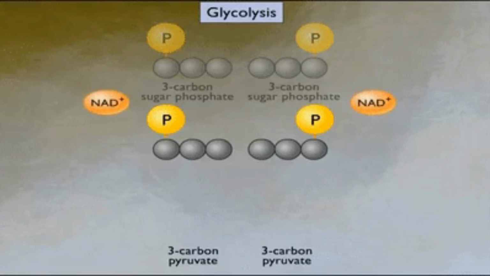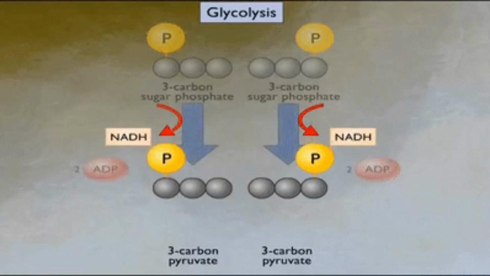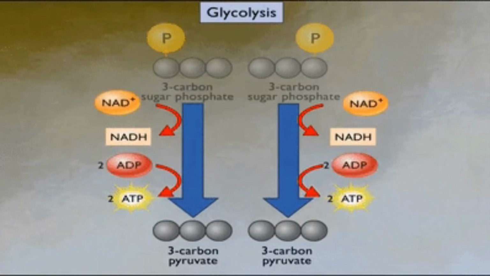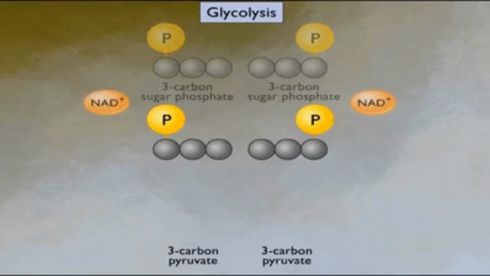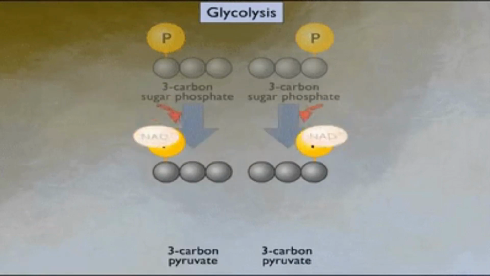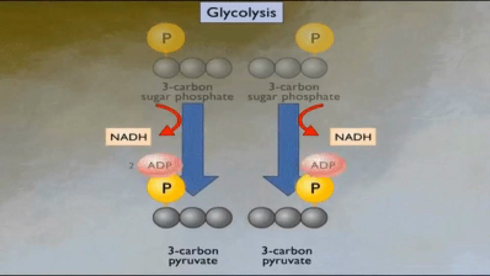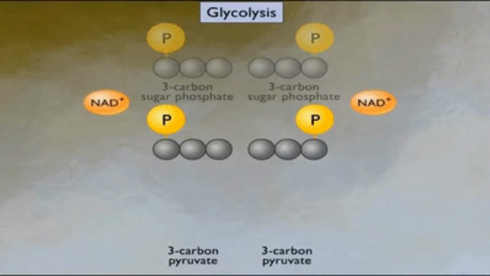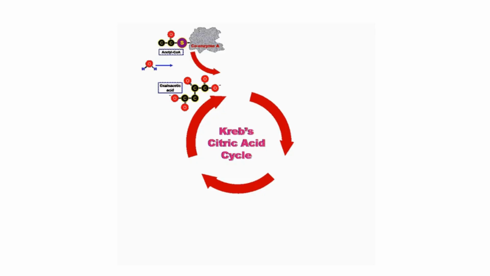Glycolysis, which takes place in the cytoplasm of the cell, breaks down one glucose molecule into 2 molecules of pyruvic acid. The process uses 2 molecules of ADP, adenosine triphosphate, and produces 4, resulting in a net gain of 2 ADP molecules. Next, the Krebs cycle kicks in.